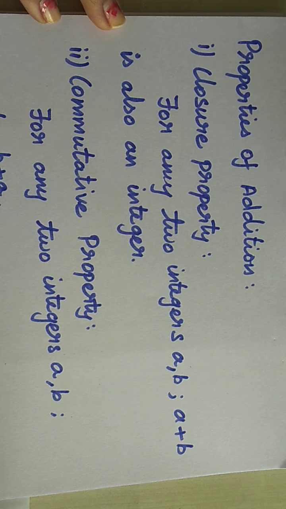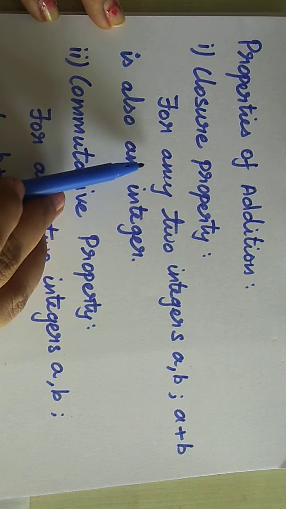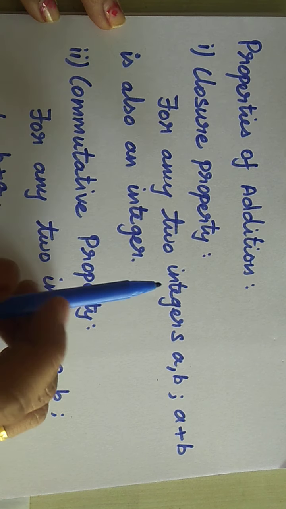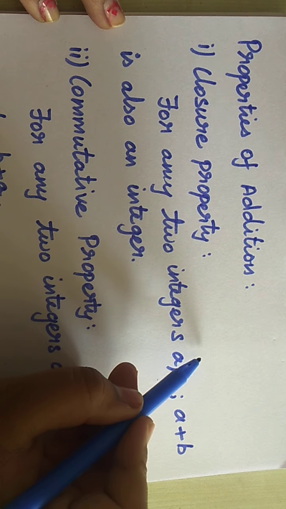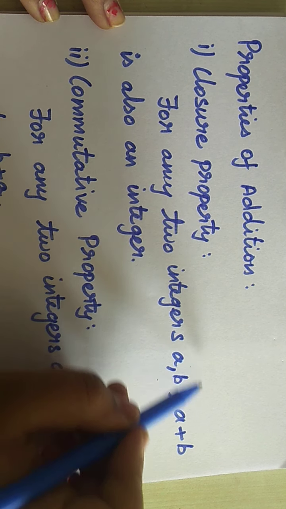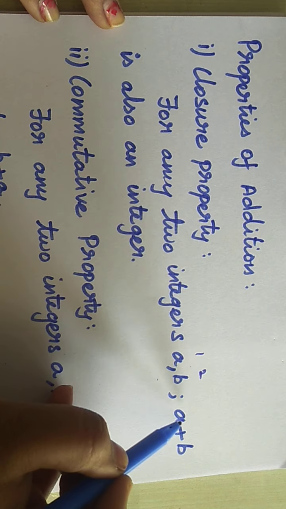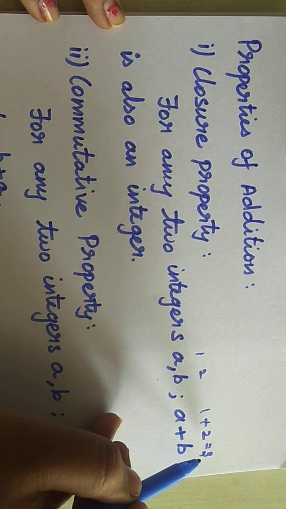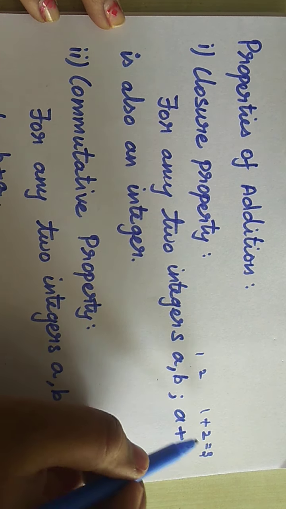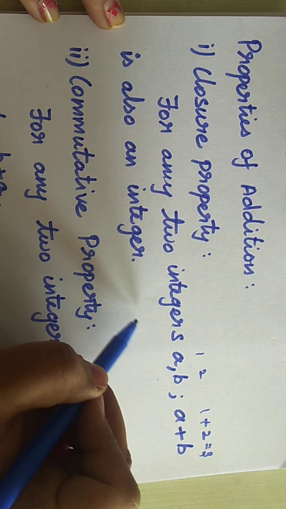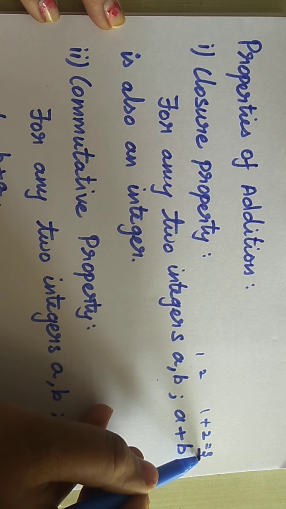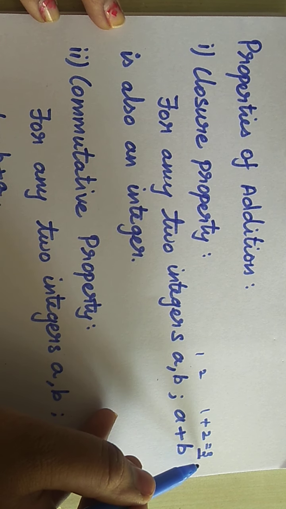Now let us see some properties of addition of integers. The first one is the closure property. For any two integers a, b, a plus b is also an integer. Here a and b can be whatever numbers we take from the integers on the number line. If we take 1, 2 and add 1 plus 2, we get 3, and 3 is also an integer.